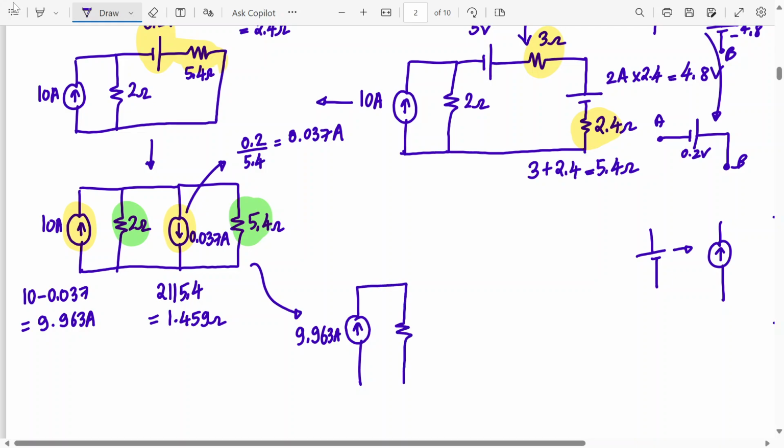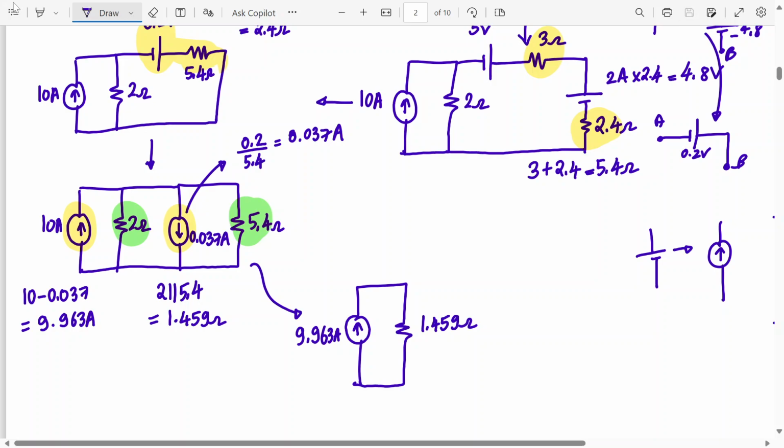have a single resistance of 1.459 ohms. So at the end we got a single current source in parallel with a single resistance. So that is the answer, and this is correct.